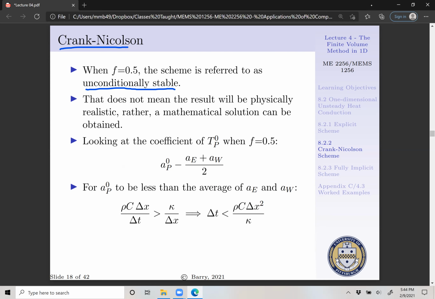What it means is, yeah, it'll run. We will get a solution. We shouldn't have too many issues with convergence. So the math is going to work out. Mathematically, we can actually obtain a solution to our system of equations, but does it mean anything? Probably not.